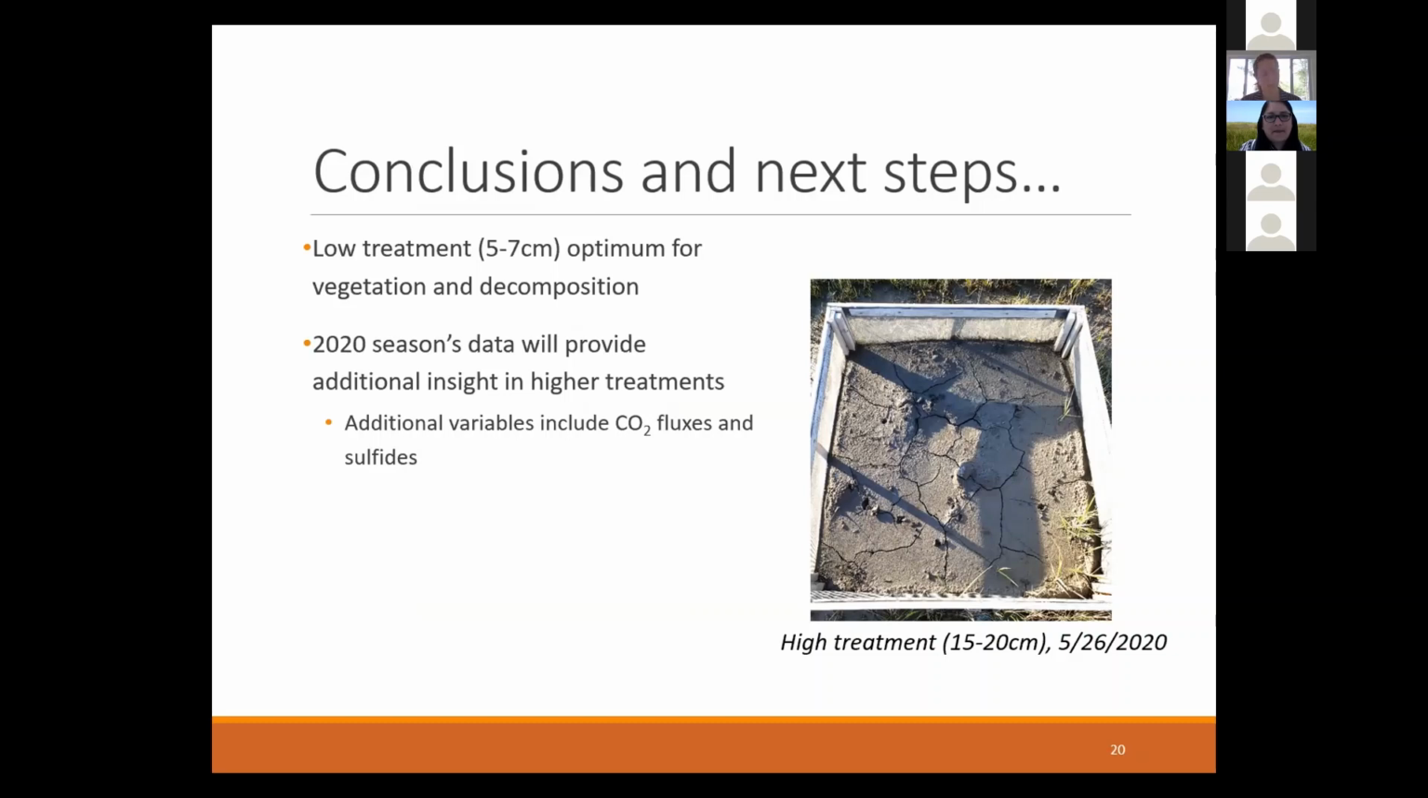As I went back to look at my site just a week or two ago, there were some stems growing in the high treatment where we had none last year. So maybe more aboveground vegetation will grow, and we'll have some more responses in the medium treatment as well. We'll also be looking at other carbon dynamics, including CO2 fluxes and sulfides, looking at how these treatments also affect carbon dynamics and the sulfidic stressors that may be explaining some of the growth.